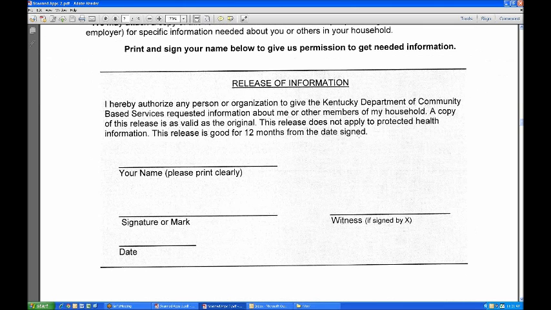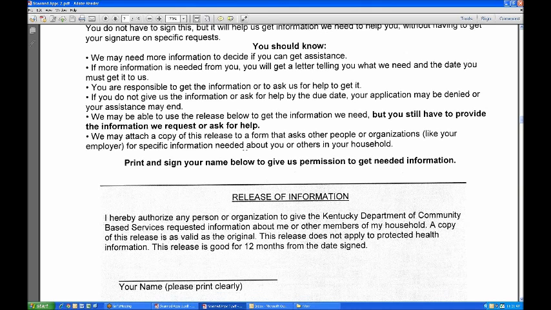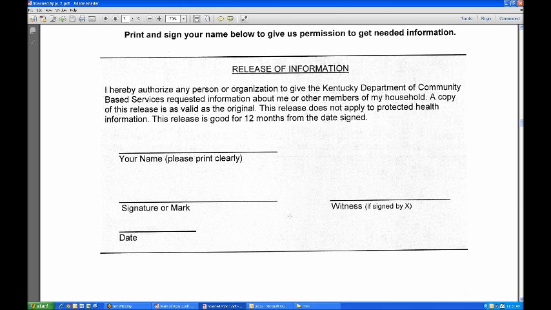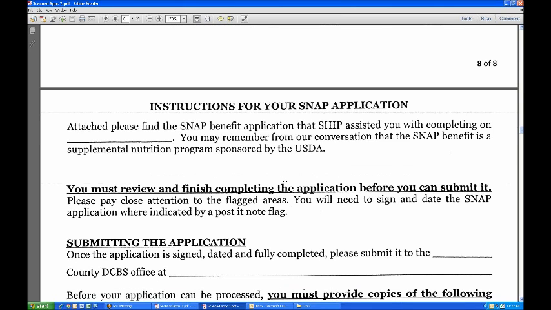Again, it does need the name and Social Security number. They can choose whether they release this information. You can read the information, but it's basically so that they do not have to get a signature every time they need more information. They will still ask for the information, they will still tell them that information, but they may be able to obtain it without the individual signature for a specific request. So that's here. Again, optional, but they can sign it. So that's the end of the SNAP application.